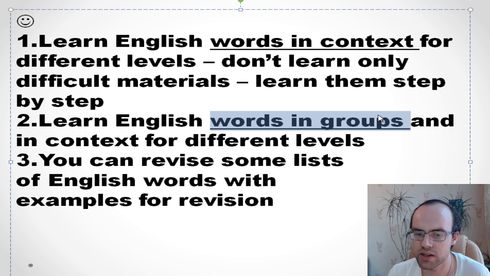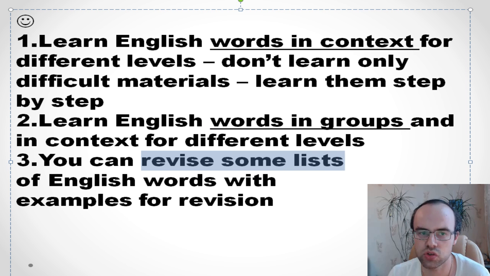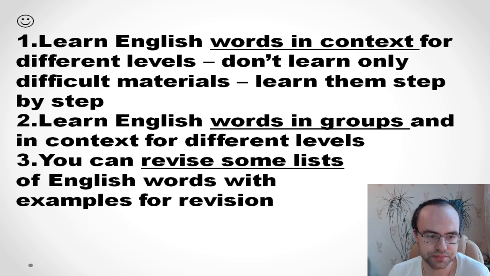Next, you can revise some lists of English words with examples for revision. So you know that we have this list: 2,000 English words, 2,500 English words. So it's a good idea.